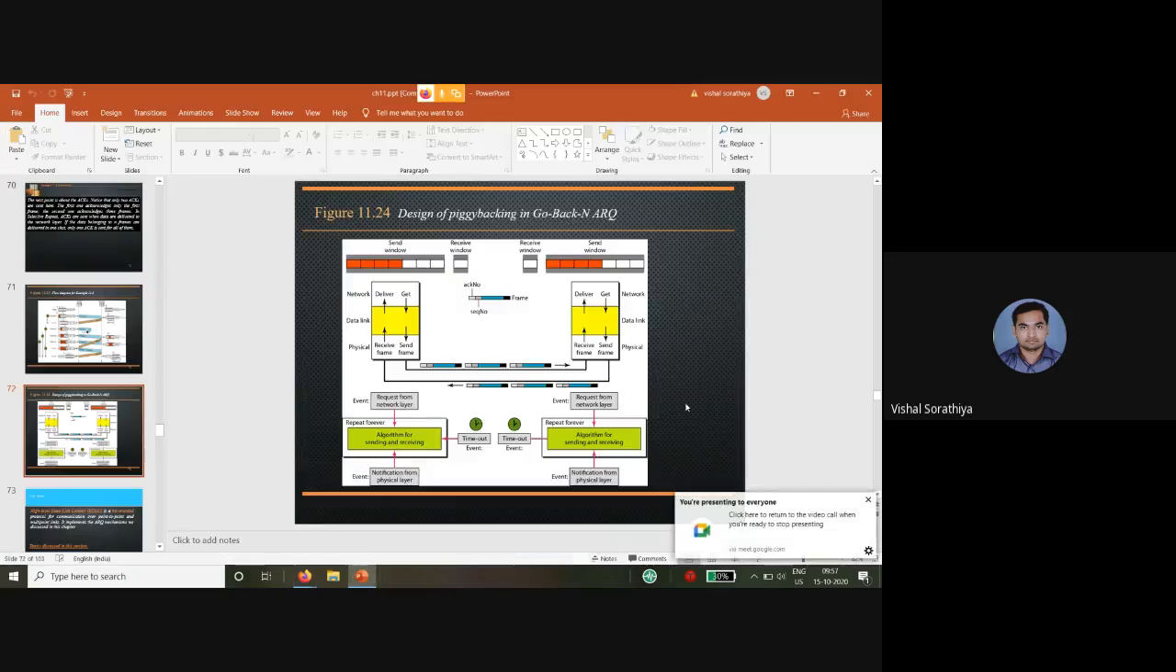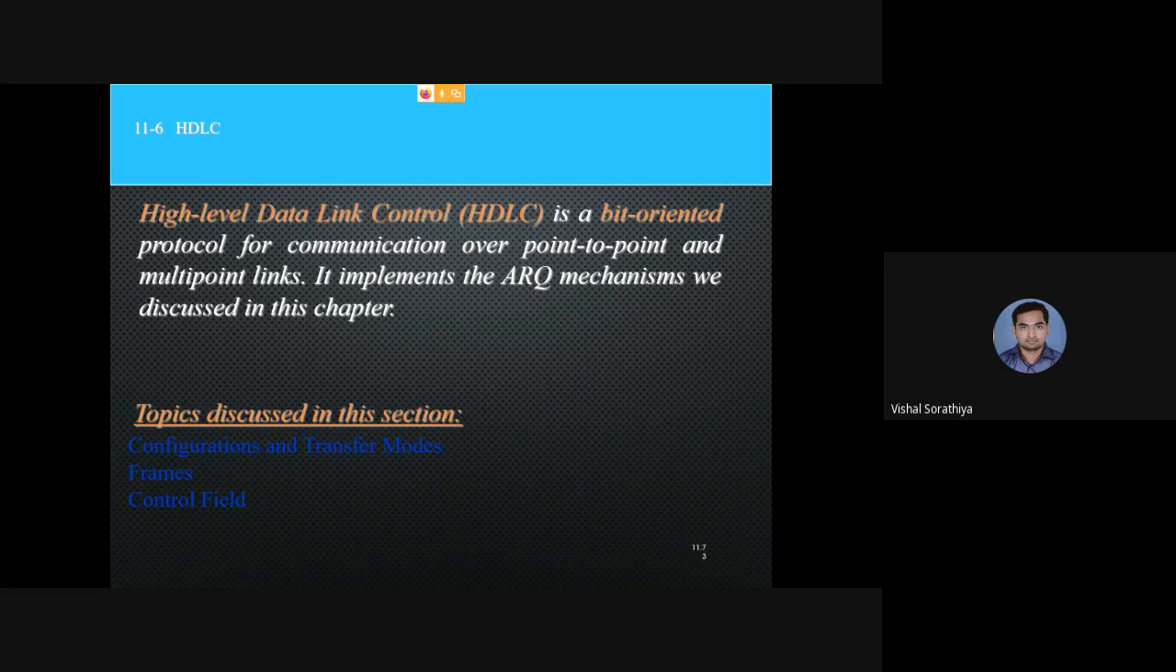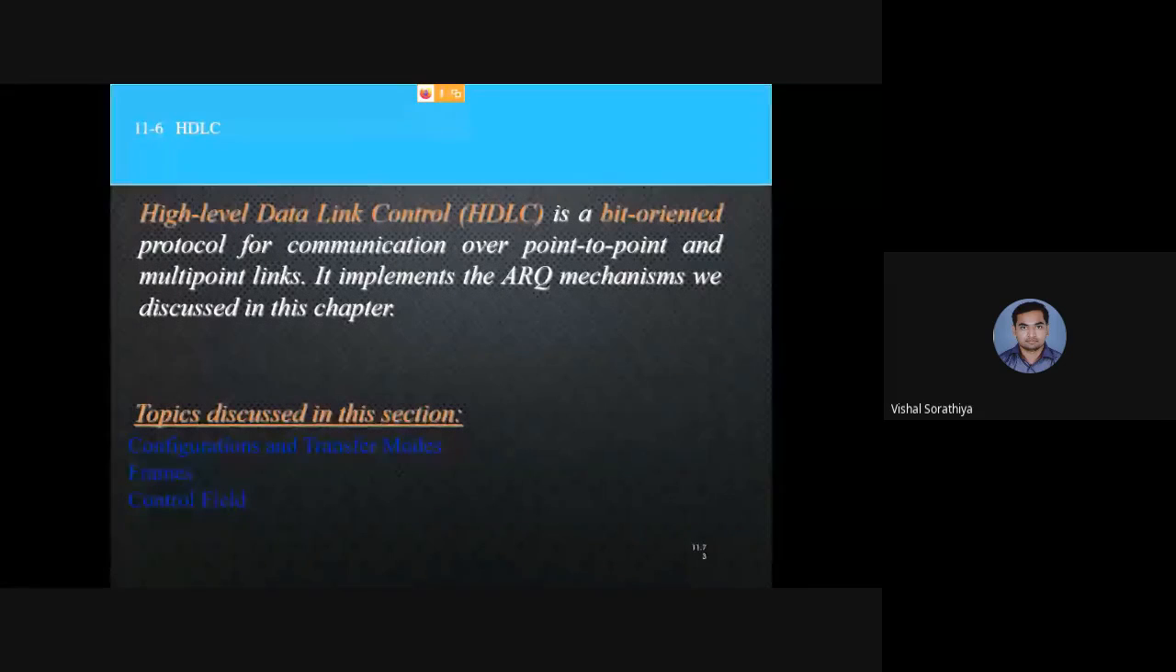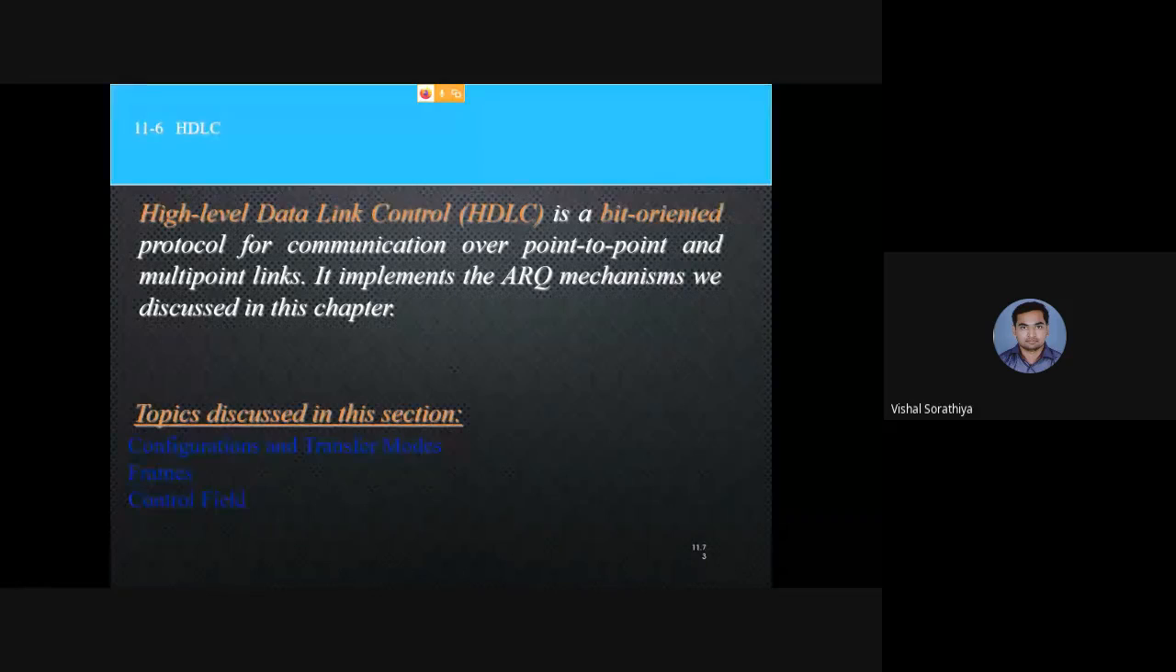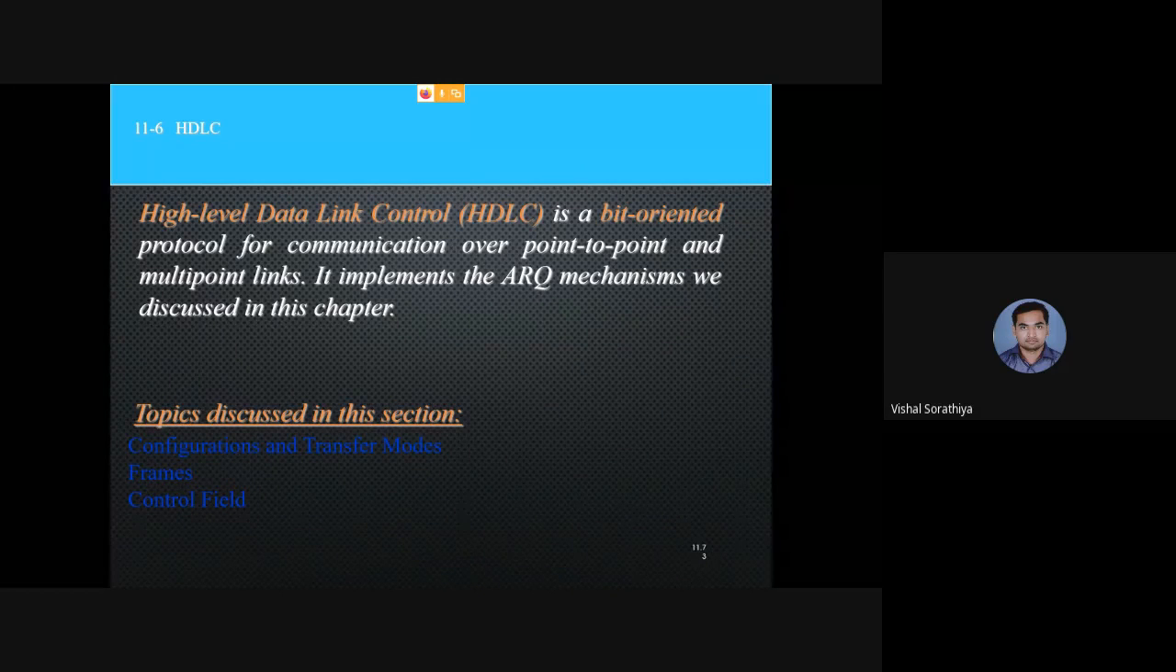Okay. So we will start with the new stuff, which is HDLC. HDLC full name is High-level Data Link Control, which is a bit oriented protocol for communication over two types of links, point to point and multipoint. We can say HDLC is a bit oriented protocol. It works on point to point, like one to one communication, and one to many communication. So in both cases, this HDLC control is going to be applied.